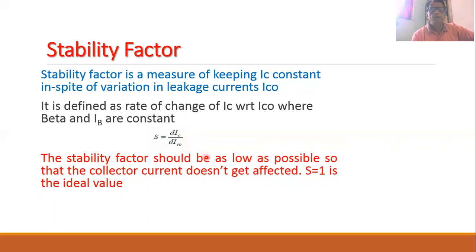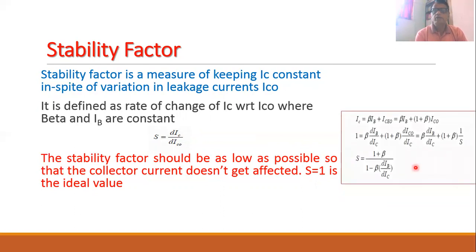You will find that for any transistor, this stability factor should be as low as possible, because even a small amount of change in ICO will cause a larger amount of change in the collector current IC. And therefore, we want this stability factor to be very low. And you will find that the most ideal case for this stability factor is the value 1.